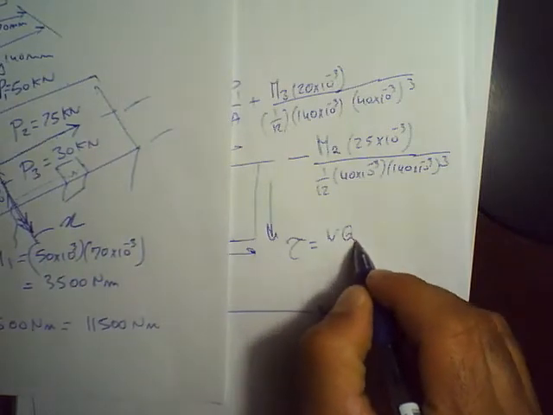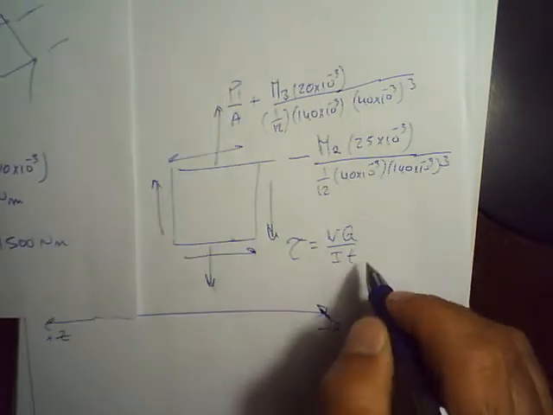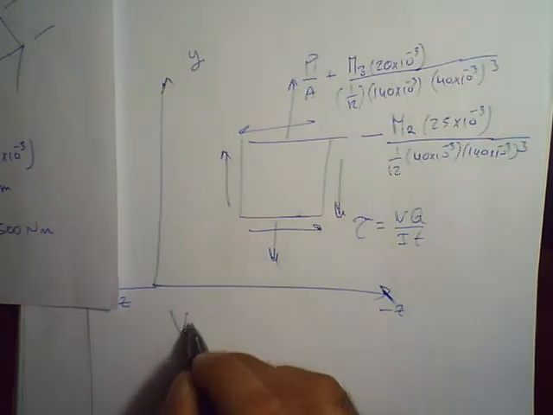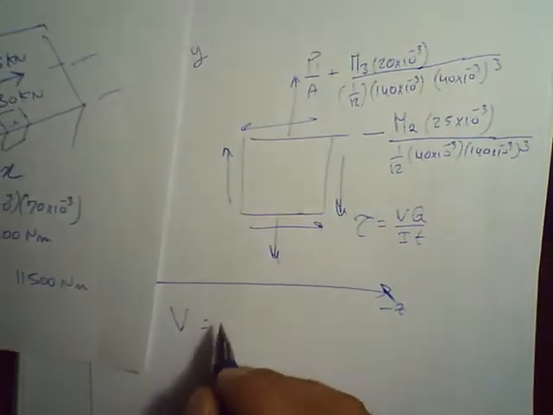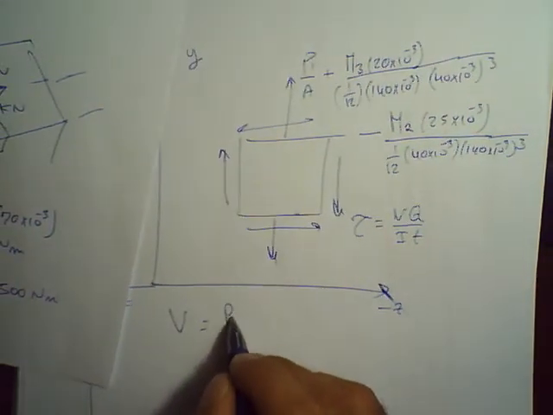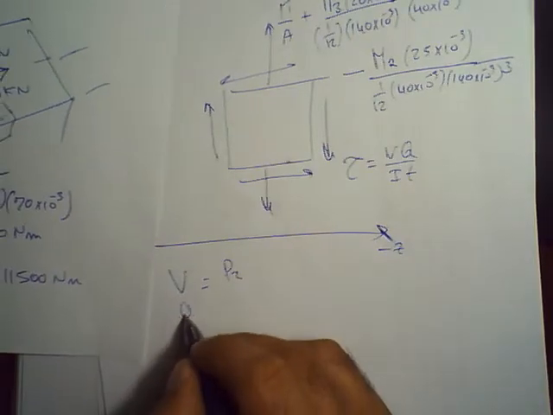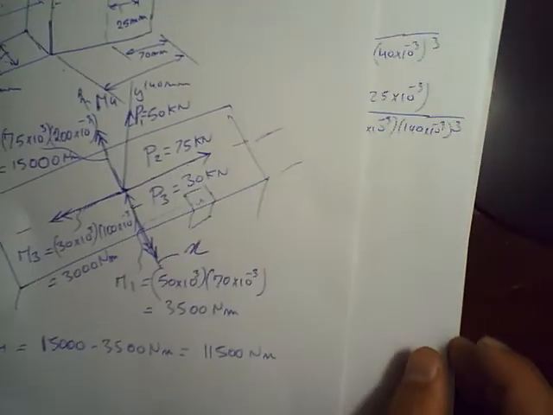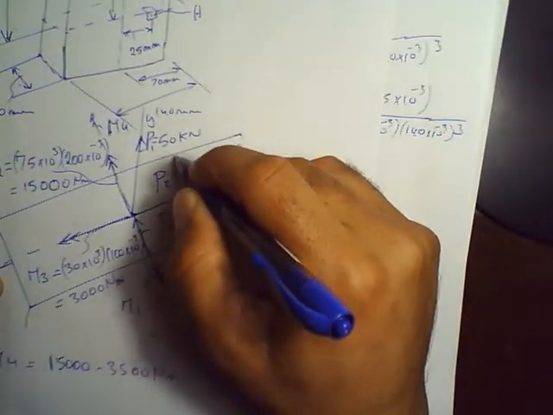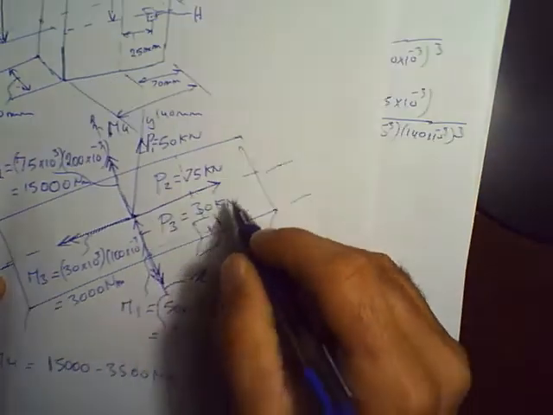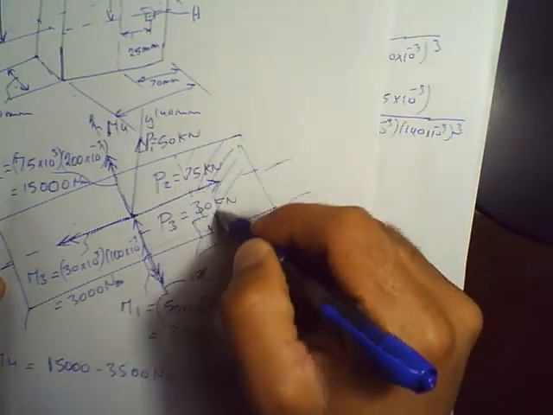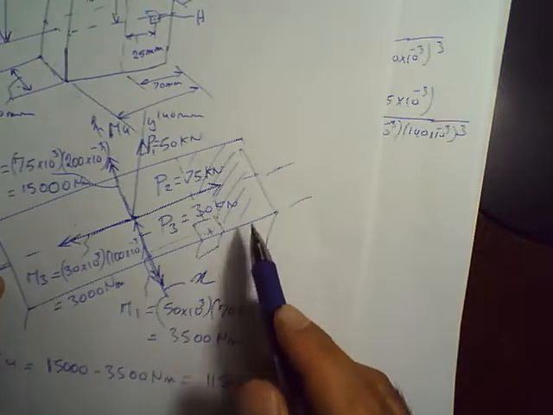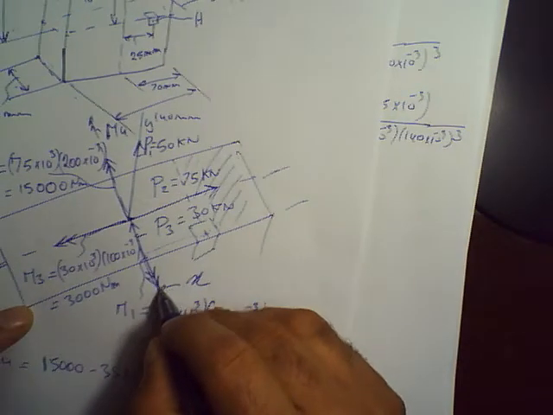It's going to be equal to VQ over It, right? But what is V? V is going to be equal to 75 kilonewton, which is equal to P2. Q is going to be equal to what? So Q is equal to Y times A, right? So this is your area that you are evaluating, and Q is going to be equal to Y bar.